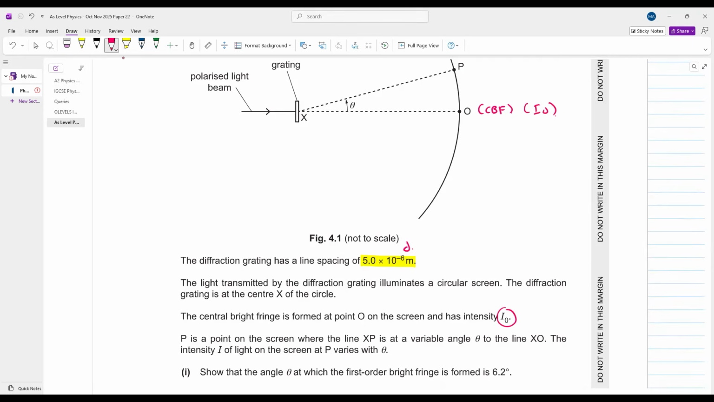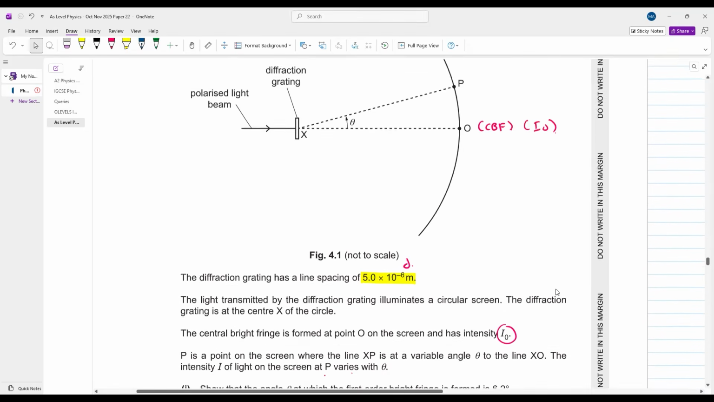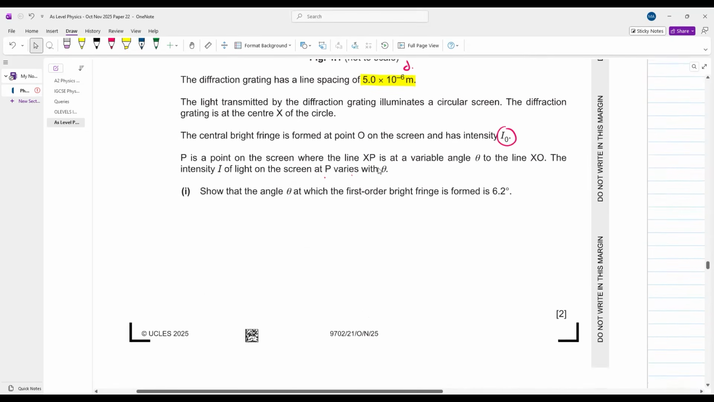Perfect. P is a point on the screen where the line XP is at a variable angle to the line XO. ठीक है. The intensity I of the light on the screen P varies with angle theta. ठीक है भाई, intensity वेरी कर रही है जितना जितना आप angle theta को वेरी कर रहे हो. Perfect. Show that the angle at which the first order bright fringe is formed is 6.2 degrees.